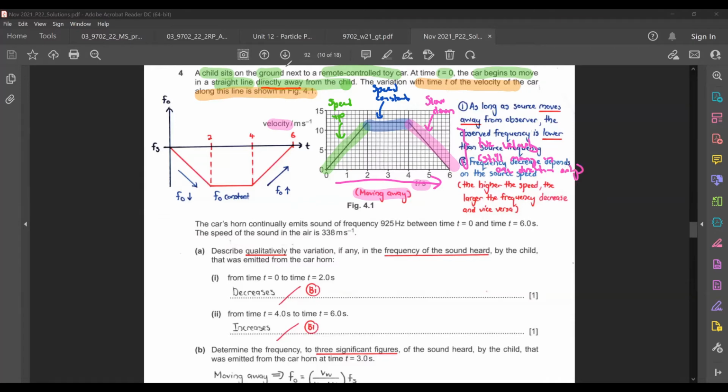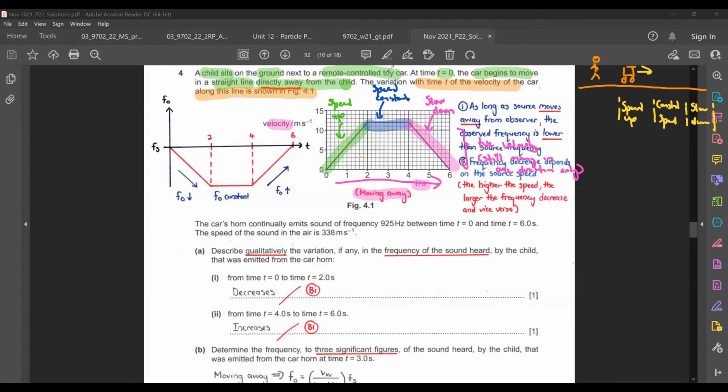To illustrate what's happening here, imagine that the child is here, and then the car is just moving away from the child. At some part, it's speeding up. At some part, it's constant speed. And then at some part later on, it's slowing down. That's what this graph is telling you.